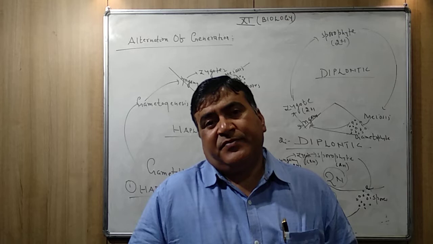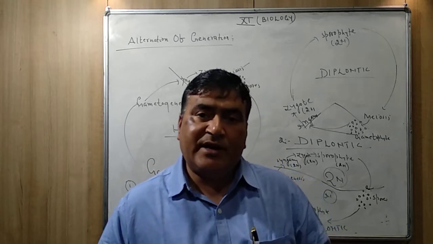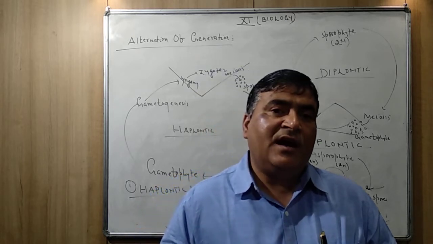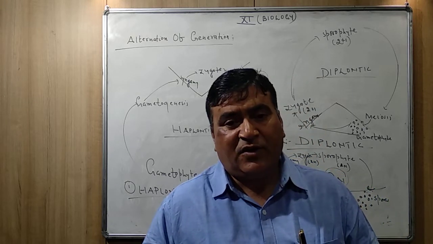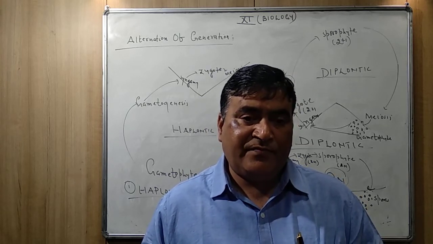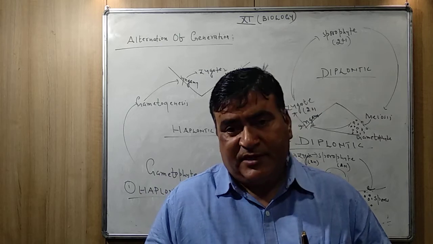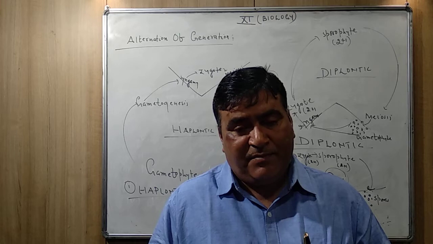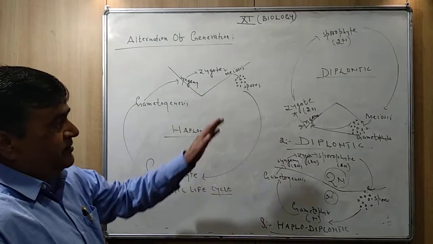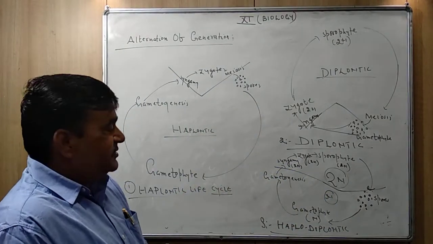In the plants, three kinds of alternation of generation take place, and these are the Haplontic life cycle, the second one is the Diplontic life cycle, and the third one is the Haplodiplontic life cycle. All the three life cycles are already given in the NCERT book in chapter 3. So let us start all these three life cycles, that is Haplontic, Diplontic and Haplodiplontic life cycles. The first one, this is the flow chart. I have drawn here all the three life cycles. The first one is the Haplontic life cycle.